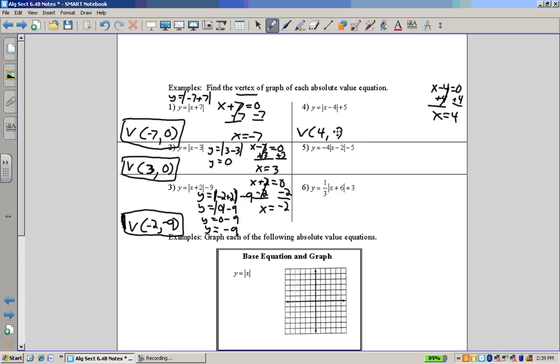To find the other half, I'm simply going to plug it in. So y equals the absolute value of 4 minus 4, then plus 5. So y equals 4 minus 4 is 0. Absolute value of 0 is 0. Y equals 5. So I plug 5 back in, and there's my vertex.